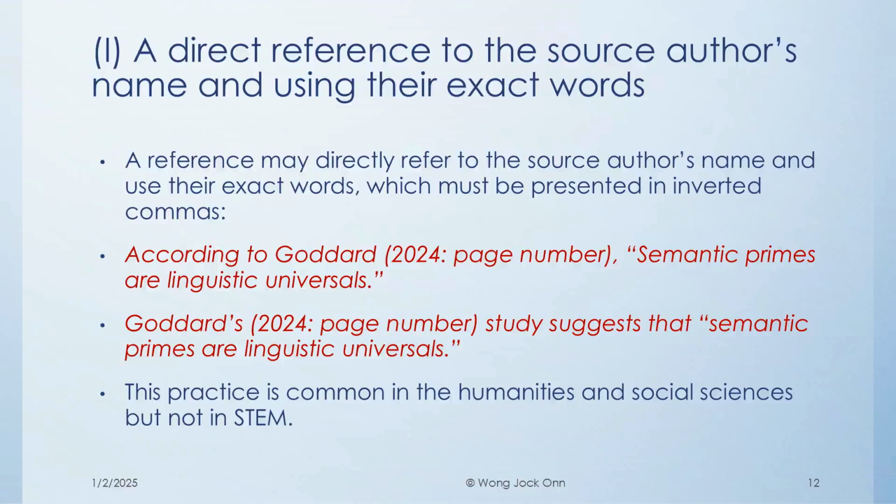Example 1. According to Goddard, semantic primes are linguistic universals. Example 2. Goddard's study suggests that semantic primes are linguistic universals. Usually, the page number is included after the year. Note the inverted commas, which mark the source author's exact words. Direct reference to the source author's name and using their exact words are common in the humanities and social sciences, but not in STEM.